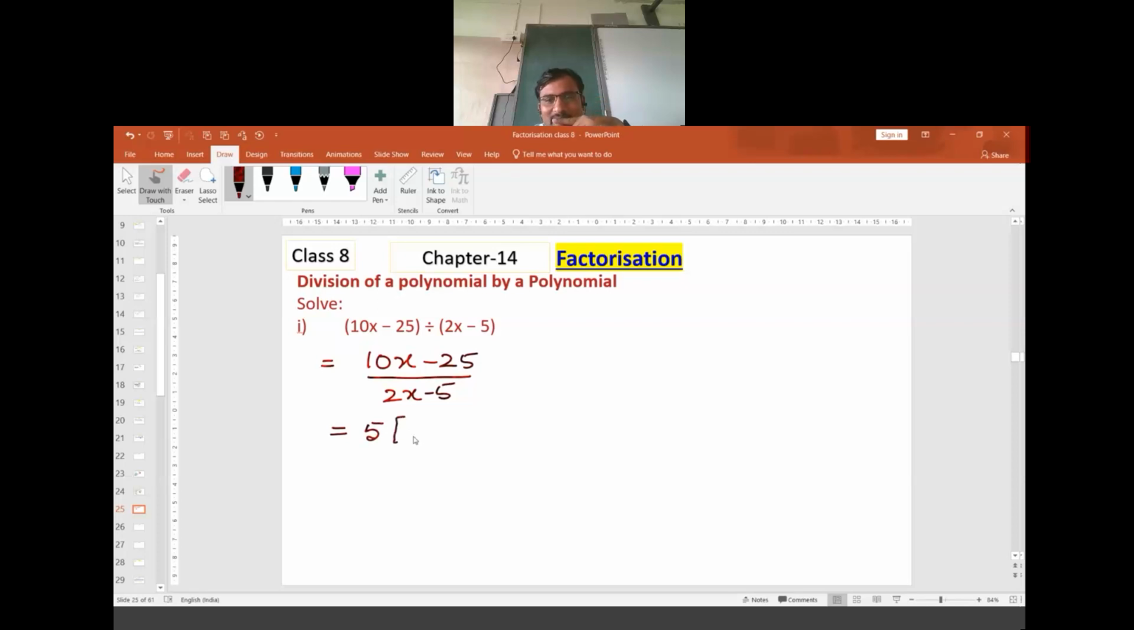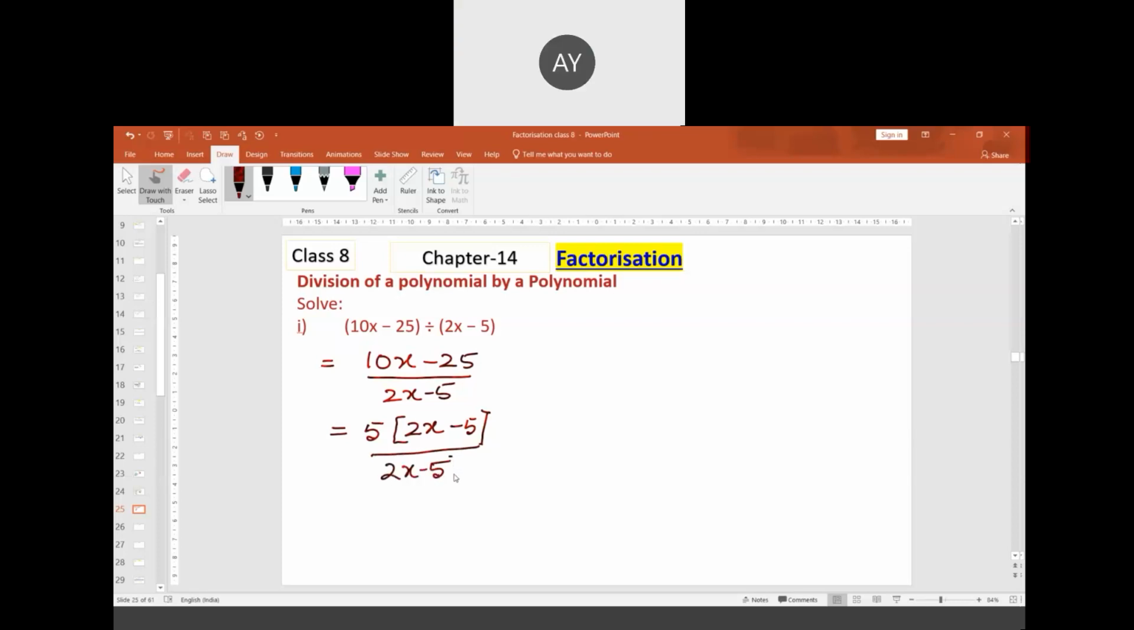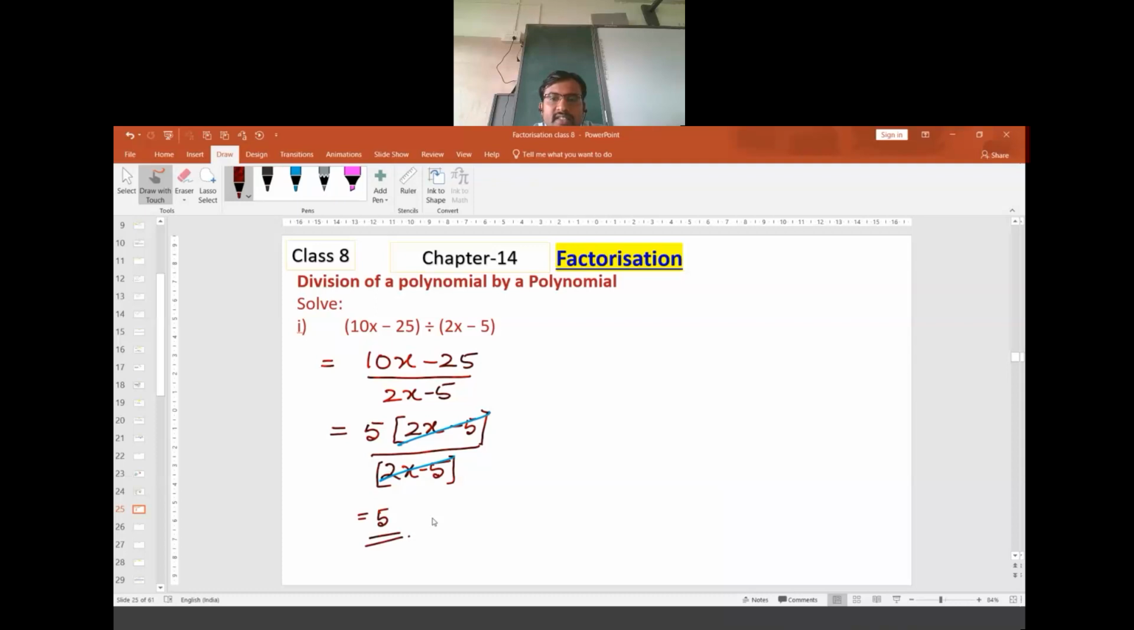If you take 5 common, what do you get? 2x minus 5 in the numerator, and 2x minus 5 in the denominator. Observe this. 2x minus 5 is there in both numerator as well as denominator. They get cancelled. We get the result as 5. So the answer is just 5.